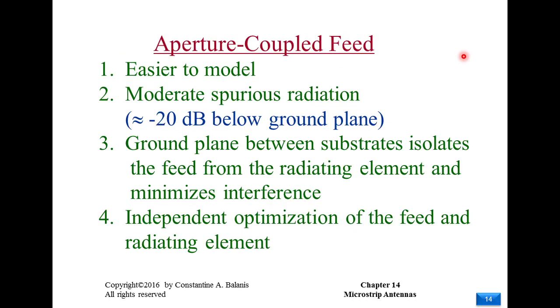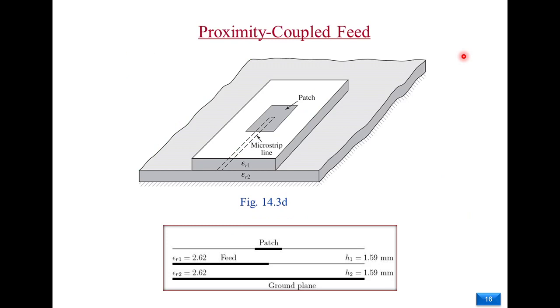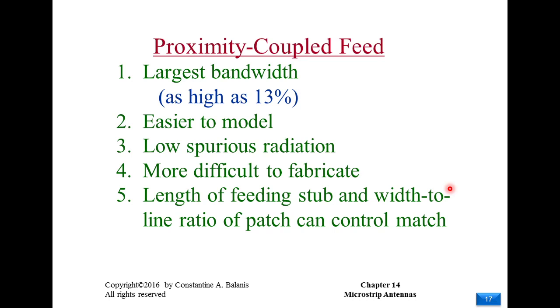Again, here is similar information and a summary of the features of this kind of coupling. The last type is proximity coupling, where we have the patch on metal layer one, and the feed is on metal layer two, which has nothing but the feeding line, with a common reference at the bottom. This is the proximity coupled feed for the microstrip. Again, the features and characteristics of this kind of feed are summarized here.